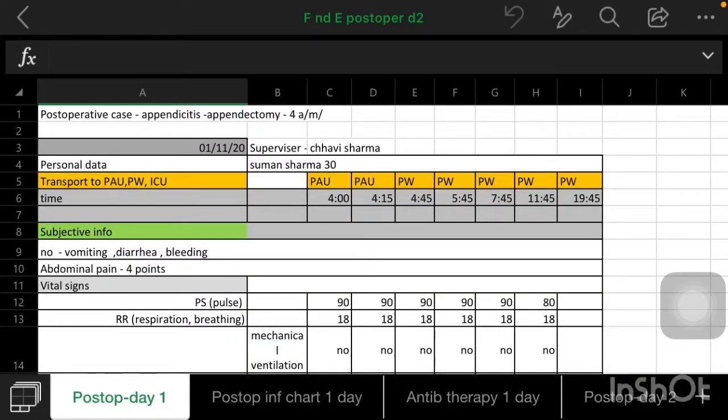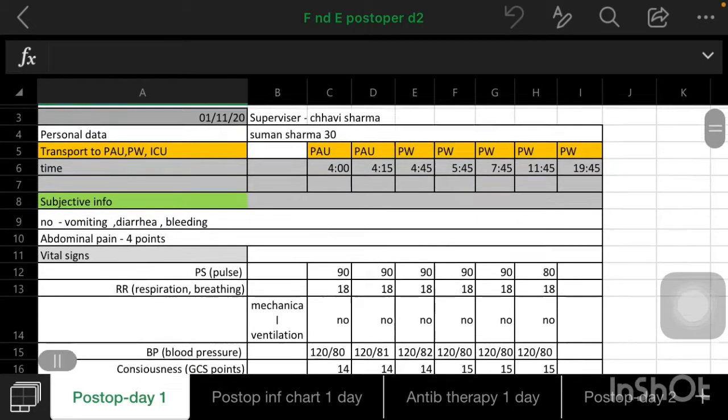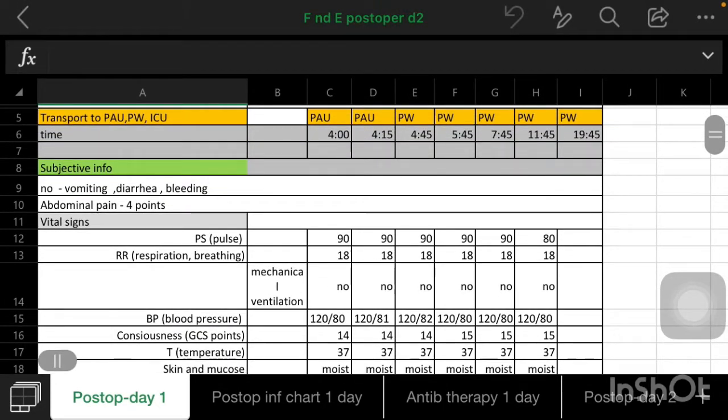So we see the post-operative day 2 for appendectomy. The patient came in with appendicitis. This was recorded on 1st of November 2020. The attending doctor is Chhavi Sharma, and the patient is Suman, age 30. The patient is then transported to a post-anesthetic care unit at 4 o'clock and later to a general ward at 5:45. ICU was not required as we did not see any complications. Patient did not experience any vomiting, diarrhea or bleeding, which is a good sign. That means the surgery went well, and they do not have any complications.